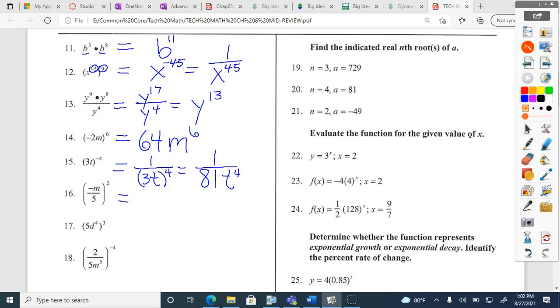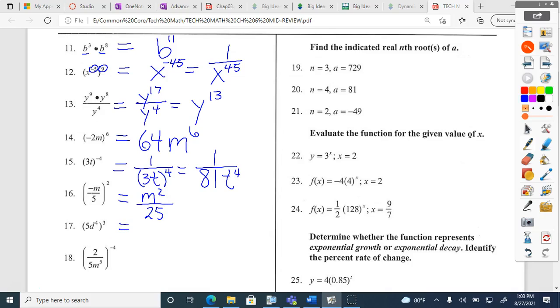16. Everything in here is going to the what? 2nd power. So -m to the 2nd power is positive m squared. Because you have a negative to an even power, the negative's going to what? It's going to go away. Negative times a negative is a positive. All right? Over, what's 5 times 5? 25. Can you simplify that any further? Nope. Okay.